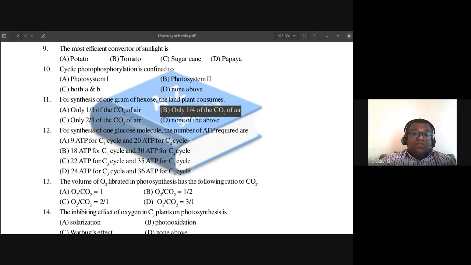So it is 1/4 of the carbon dioxide of air that is required for synthesis of 1 gram of hexose. The land plant consumes a quarter of the carbon dioxide of air.